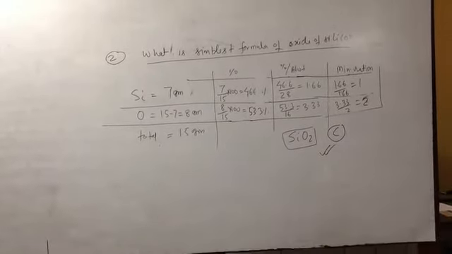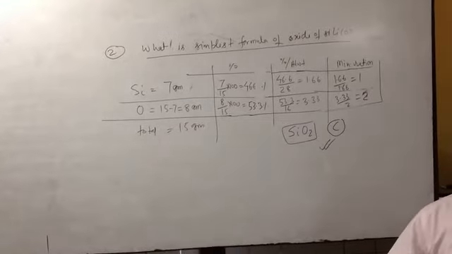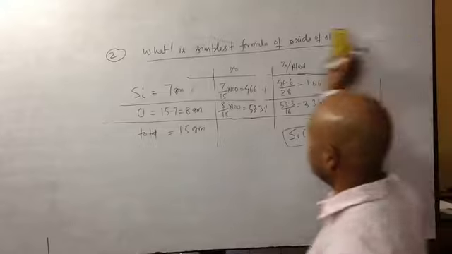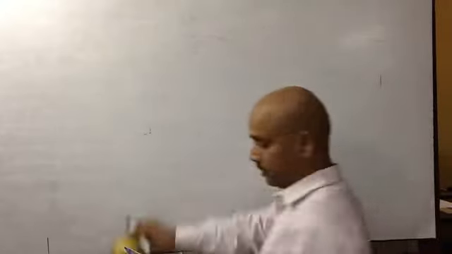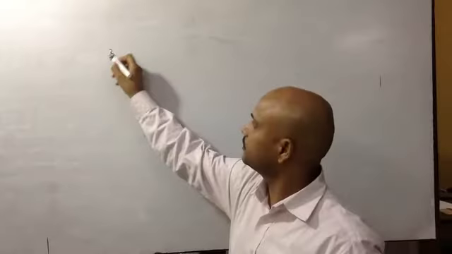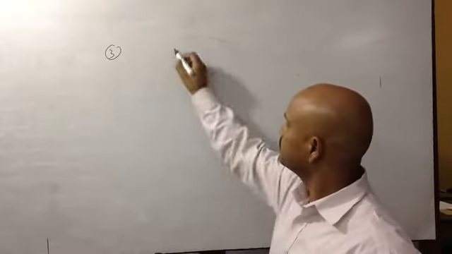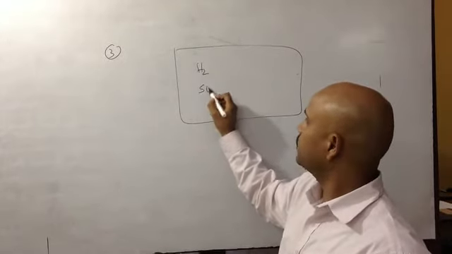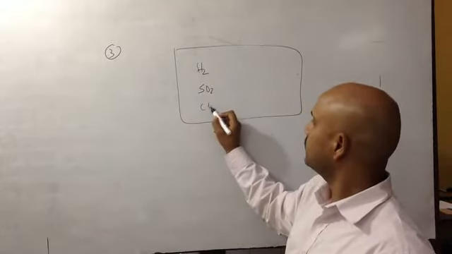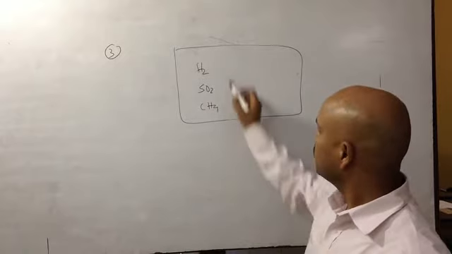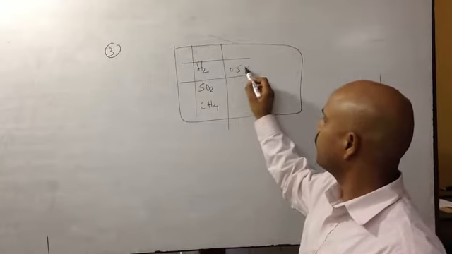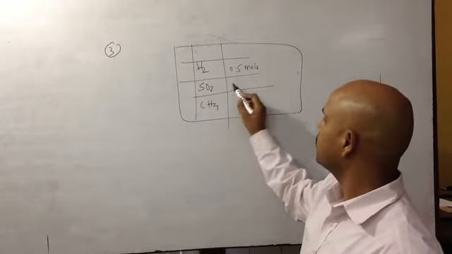Now let us move on to question number 3. Question number 3: we have 3 gases here, hydrogen, SO2 and CH4, and 0.5 mole is the same for each.